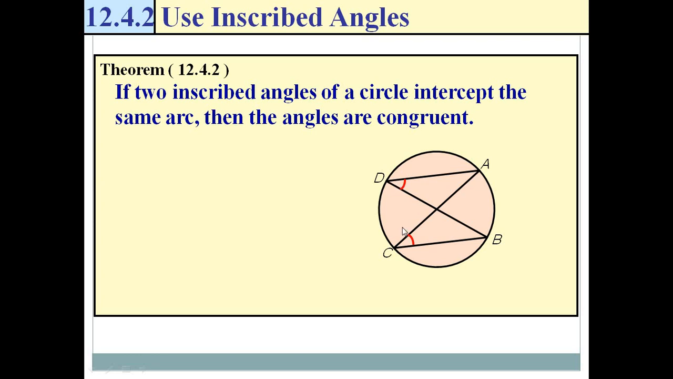Look at angle D and angle C. These two angles are inscribed angles in the circle. What is the arc of the inscribed angle D? Its intercepted arc is, as we see here, arc AB. And the intercepted arc for angle C is arc AB also. So these two inscribed angles have the same intercepted arc. So they are equal in measure. They are congruent.